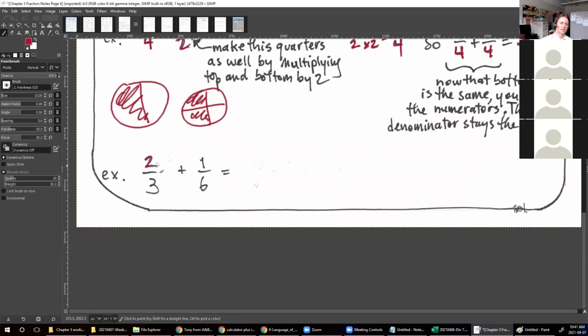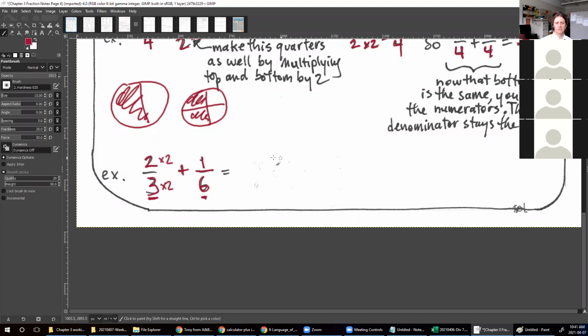2/3 plus 1/6. So the first thing I'm going to ask when I'm adding these fractions is, are the bottom numbers the same? No, of course not. 3 is not 6. But if I multiplied 3 times 2, it would be 6. So let's do that. And if I can multiply the bottom by 2, then I have to multiply the top by 2.